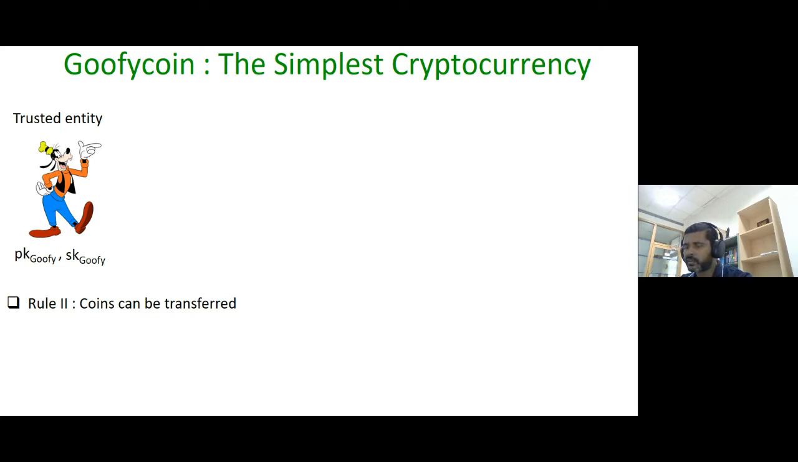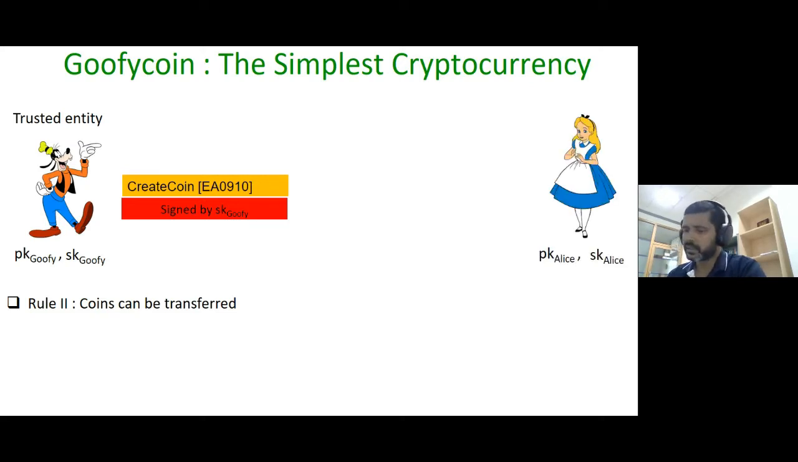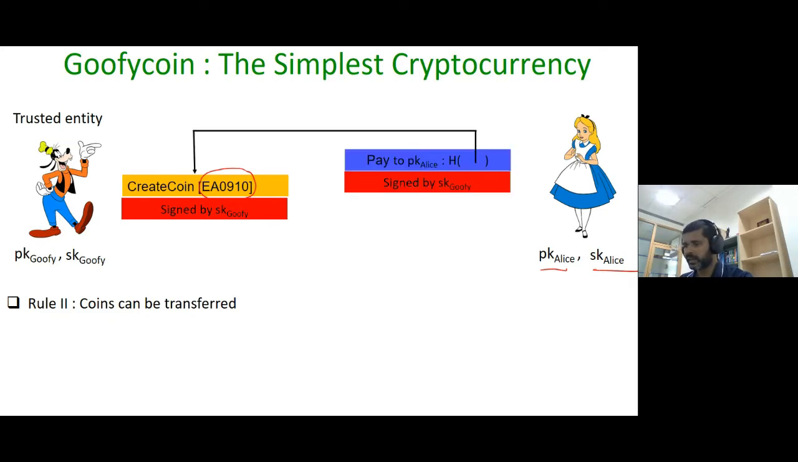Rule number two for this Goofy Coin is the following. Coins can be transferred. And the way coins are transferred from one entity to another is as follows. Imagine Goofy has generated this coin. The number of the coin is, say, EA0910. Suppose he wants to give this coin to a person called Alice, whose public key is PK Alice and signing key is SK Alice.